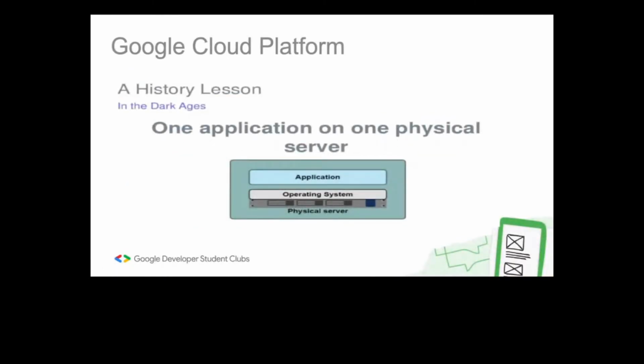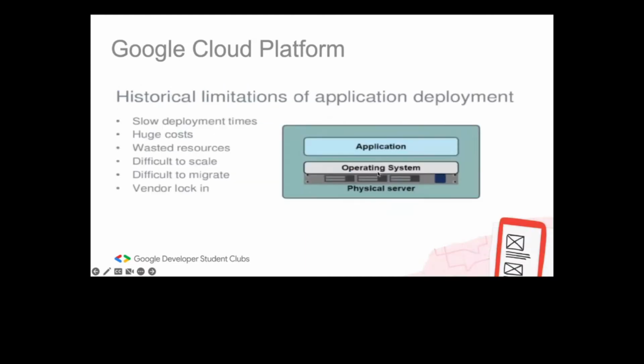Earlier, what used to happen was there was one application on one physical server, like you can see here: operating system and application. So what were the limitations? There were slow deployment times, huge costs, wasted resources, difficulty to scale, and difficulty to migrate.